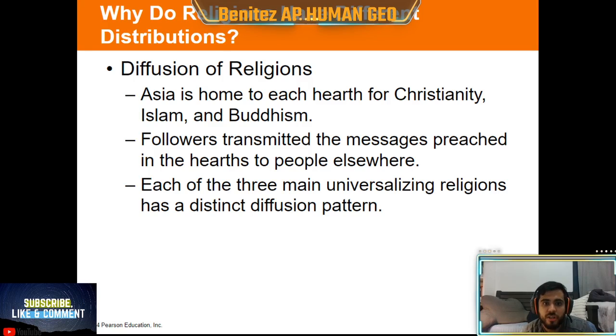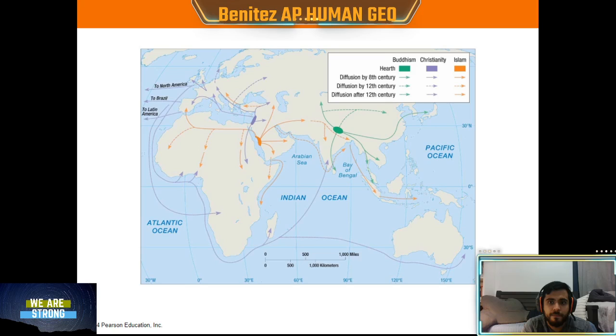These three religions started in Asia, and the followers of these universal religions were the ones spreading the message. These three religions took different paths on how to spread. Take a look and just examine this map. Pay close attention. I want you guys to notice, where did these religions start and where did they spread?